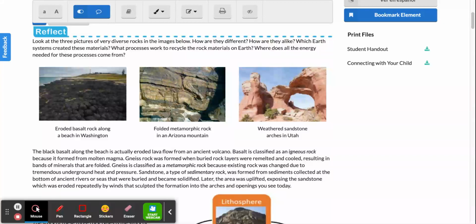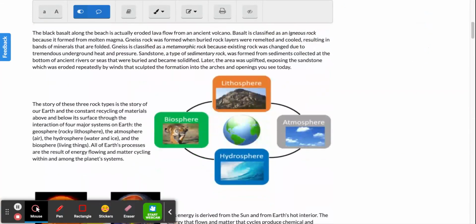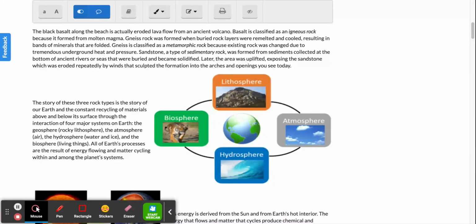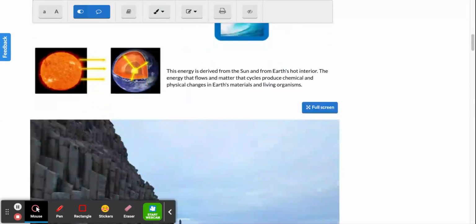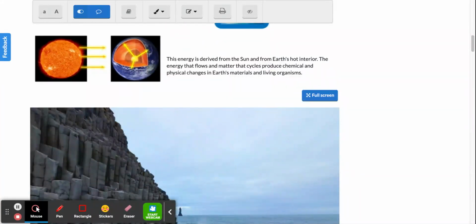All of Earth's processes are the result of energy flowing and matter cycling within and among the planet's systems. This energy is derived from the sun and from Earth's hot interior. The energy that flows and matter that cycles produce chemical and physical changes in Earth's materials and living organisms.